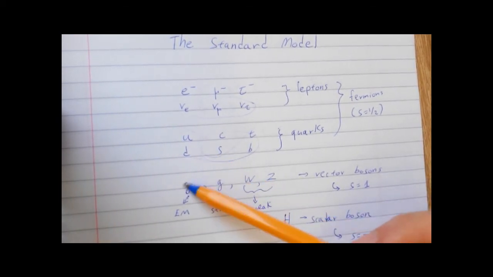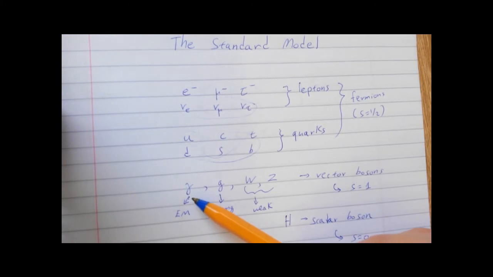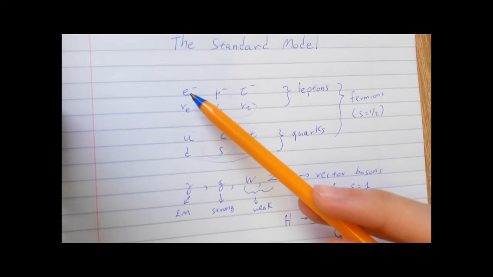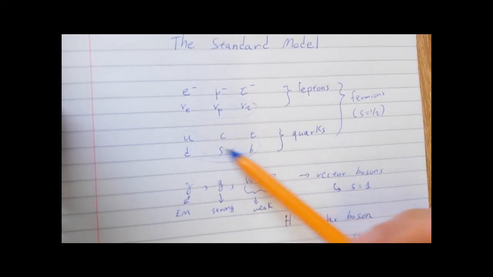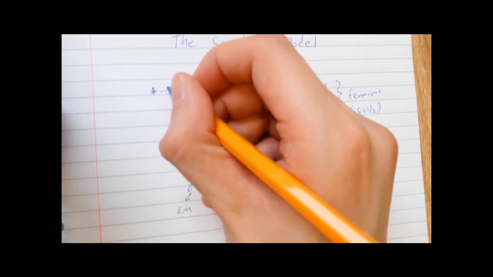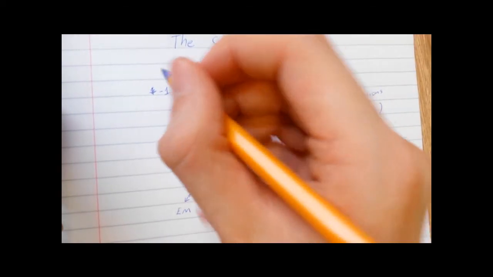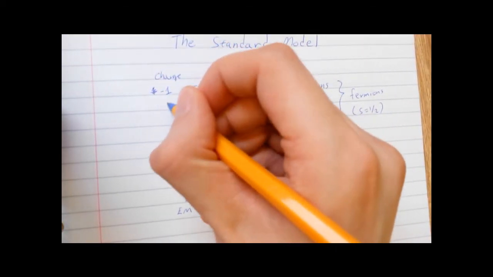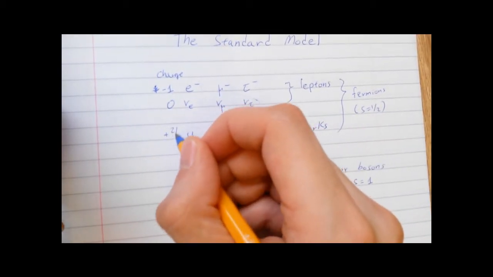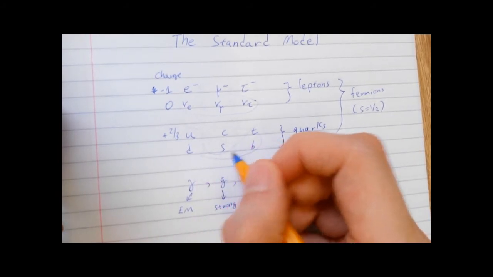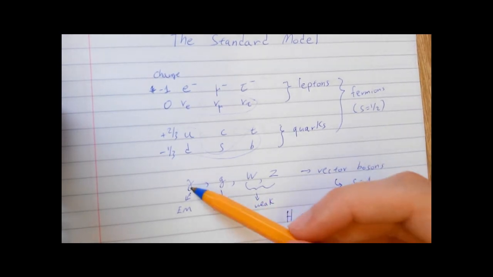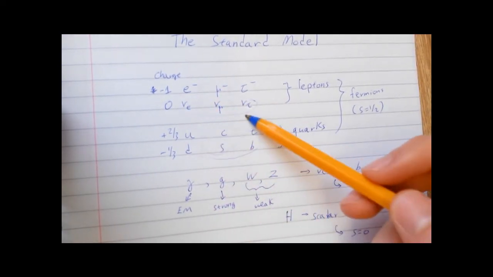So the photon can interact with any charged particle. That is, as we said, electron, muon, tau, and all the quarks. Those particles here have charge of -1. The neutrinos have no charge. The up, the charm, and the top quark have a charge of +2/3. The down, the strange, and the bottom have a charge of -1/3. So the photon can interact with all of those besides the neutrinos.